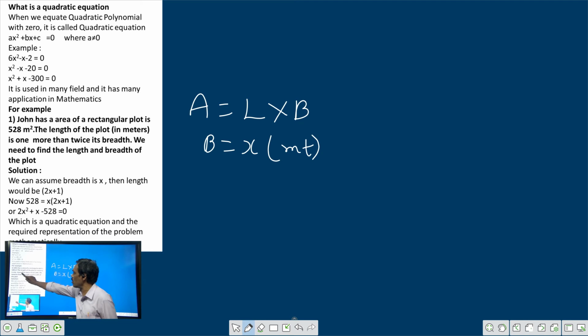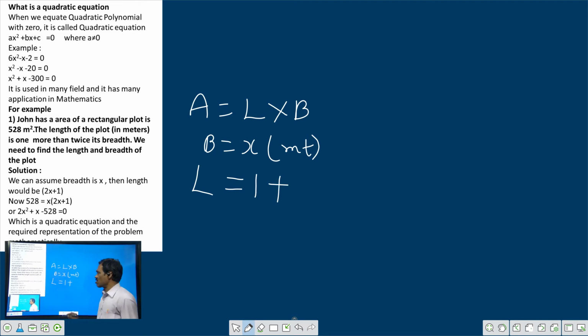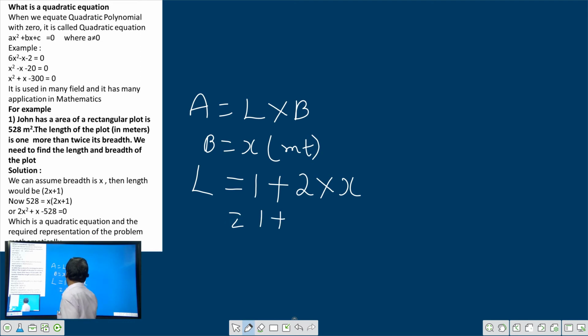The length of the plot is equal to one more than twice its breadth. One plus twice into breadth. Breadth is x. So what has the length become? 1 plus 2x.